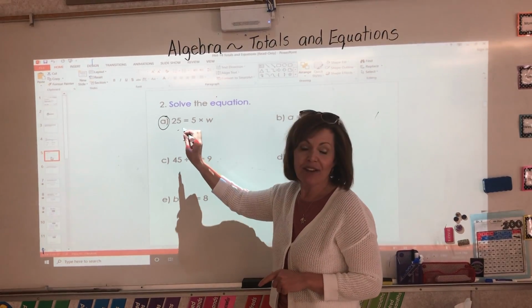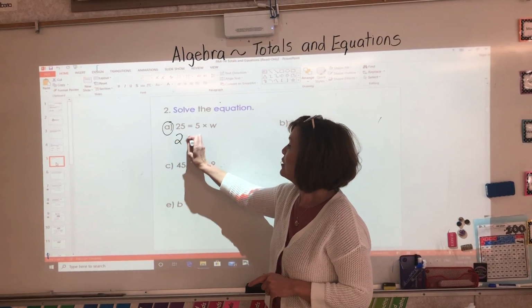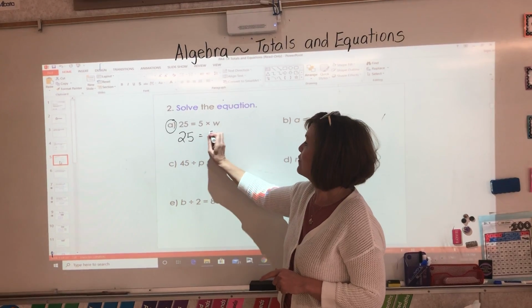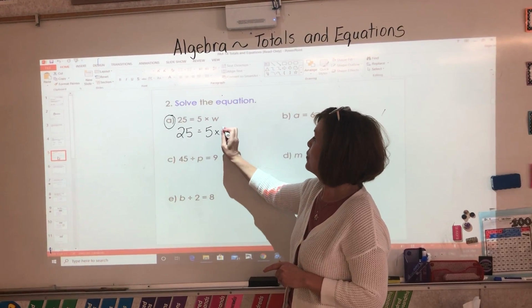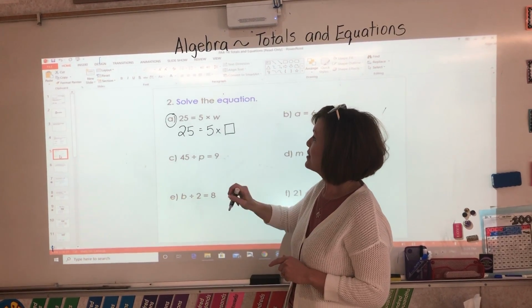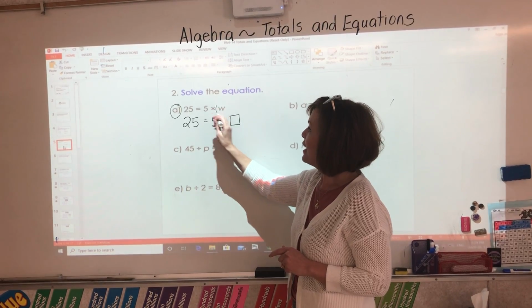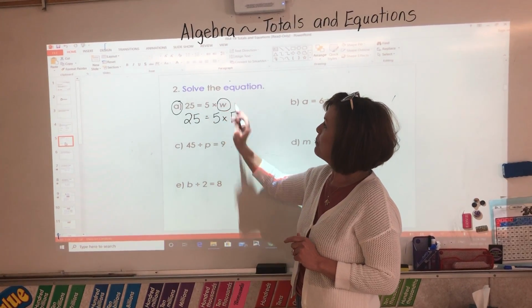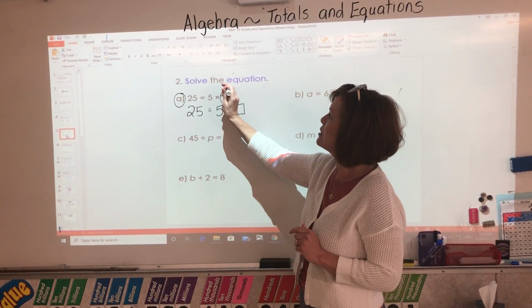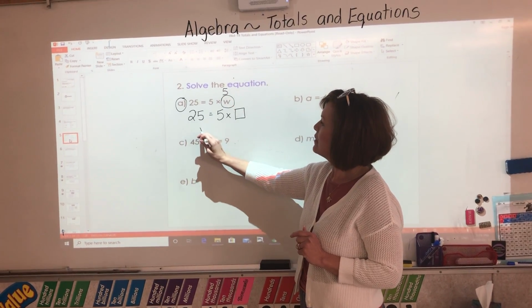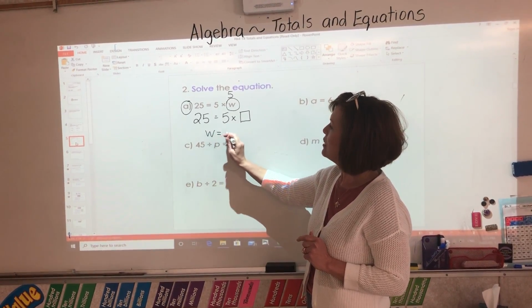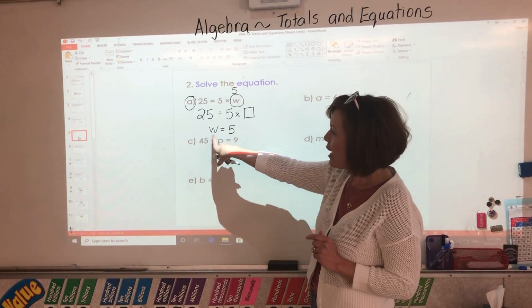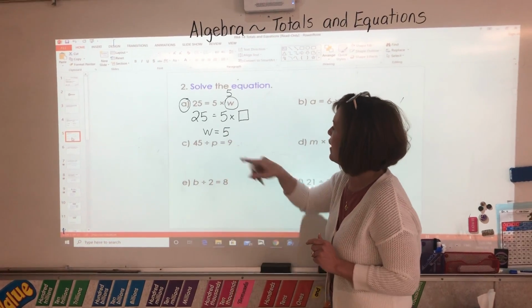You can use letters instead of a box. We are used to seeing 25 equals 5 times unknown number or box, but you're allowed to use a letter, and they often do in algebra. So 25 equals 5 times W. What is W? Well, it has to be 5. And so underneath I put this. W is equal to 5, or unknown number is equal to 5.